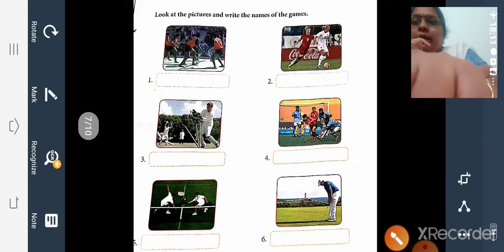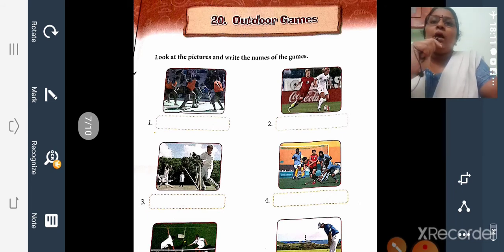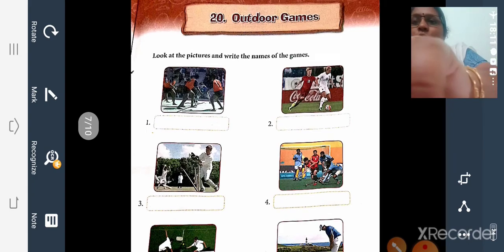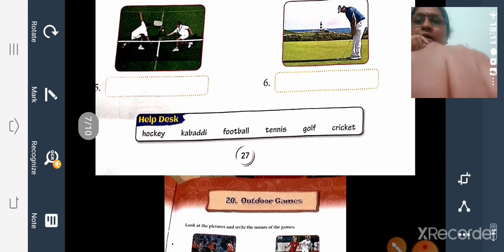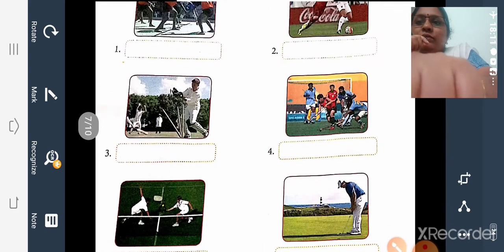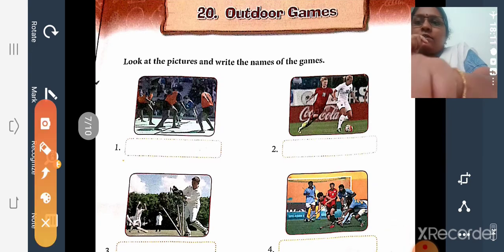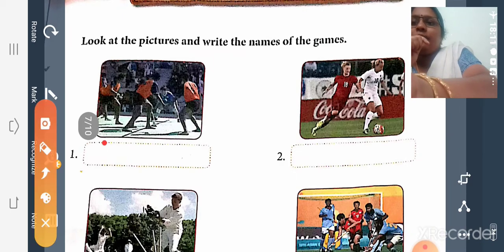Now, outdoor games. Next, lesson 20. Some outdoor games are given here. Pictures of some outdoor games are given here. We have to identify the name of the game. So look at here, first one, and a help desk is given here. We'll get help from this box. Okay. So first one, look at here, this game is called Kabaddi.